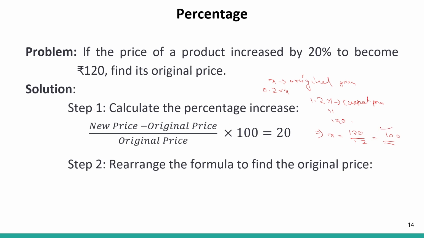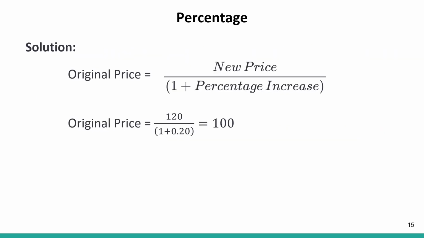So let's see by this method. Step 1, we calculated the percentage increase. So new price minus original price, whole by original price, into 100 is equal to 20, because it became 120. Okay, so rearrange the formula to find the original price. So original price is equal to new price by 1 plus percentage increase. Here, original price is equal to new price 120 by 1 plus 0.20, that is 1.2, that will be 100. So 100 is the final answer.